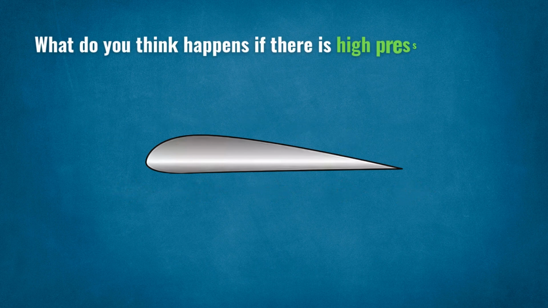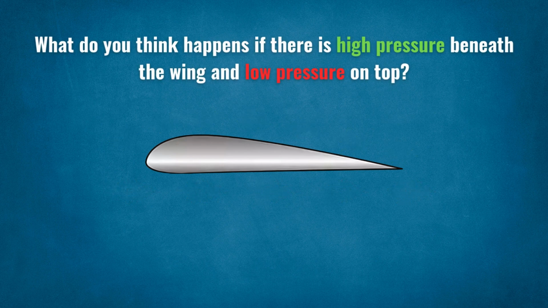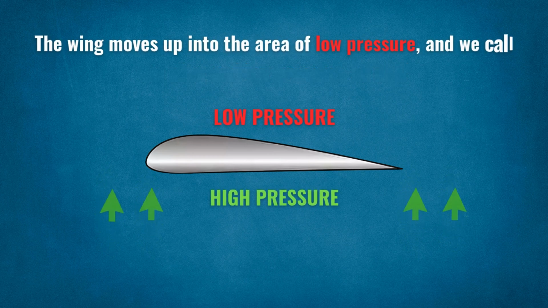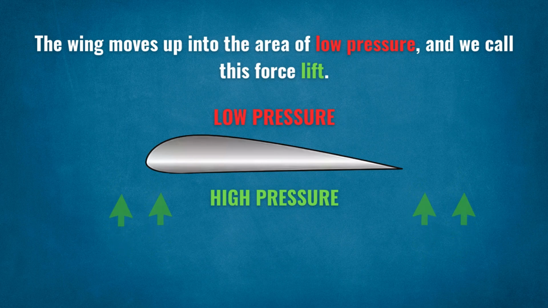This speeding up is caused by the wing's camber, a fancy aviation term that means curved on top. A curved line is longer than a straight line, meaning the air must travel further to get to the wing's trailing edge. Or, to put it in really basic terms, the air speeds up. What do you think happens if there is high pressure beneath the wing and low pressure on top? The wing moves up into the area of low pressure, and we call this force lift.